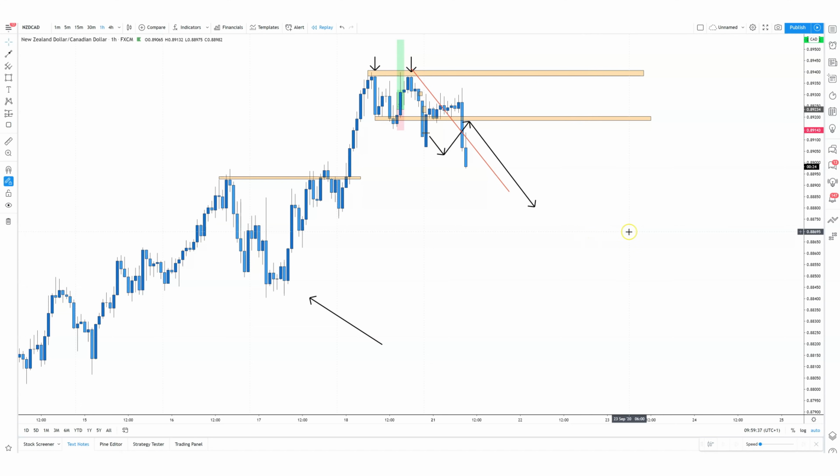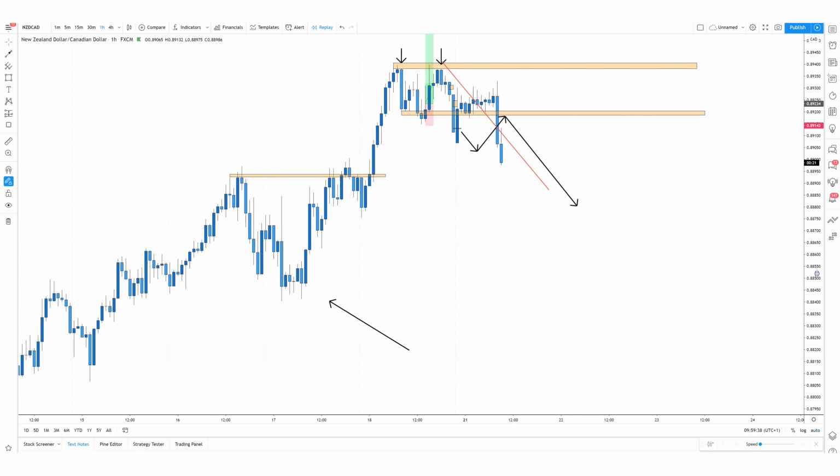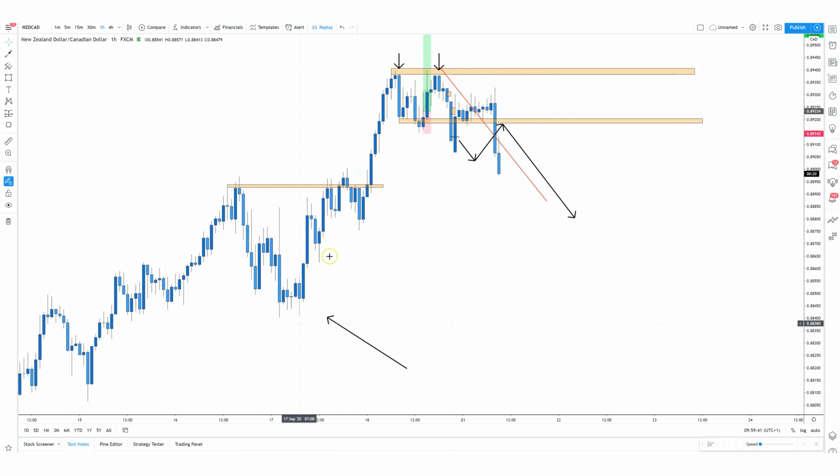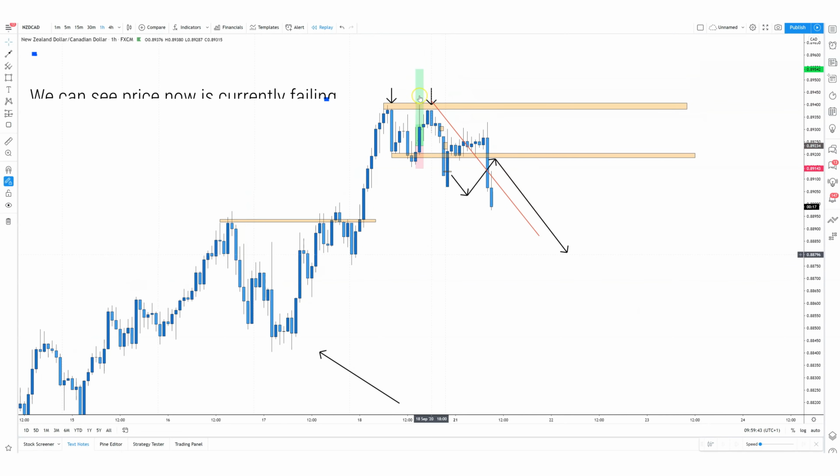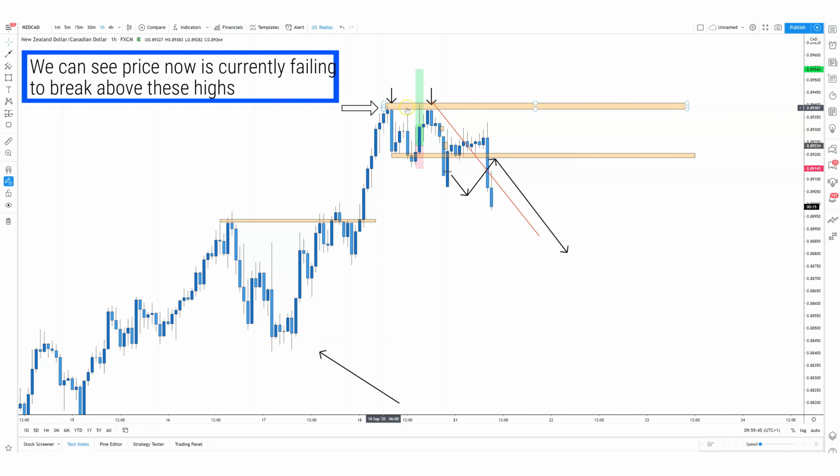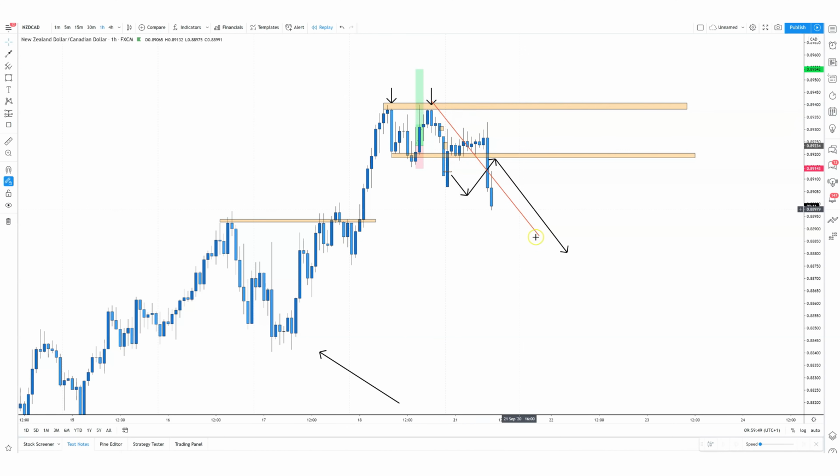Now, what did we say for New Zealand dollar CAD? Well, we said, look at what price is doing now. We're coming off the back of this uptrend. We can see price now is currently failing to break above these highs. And what we want to anticipate is price continue to push down and create that lower low, lower high trend.